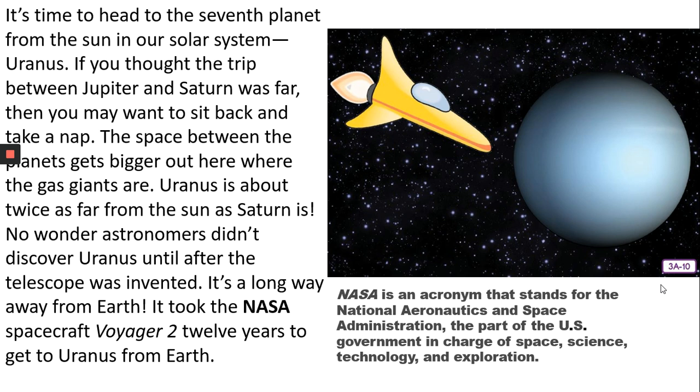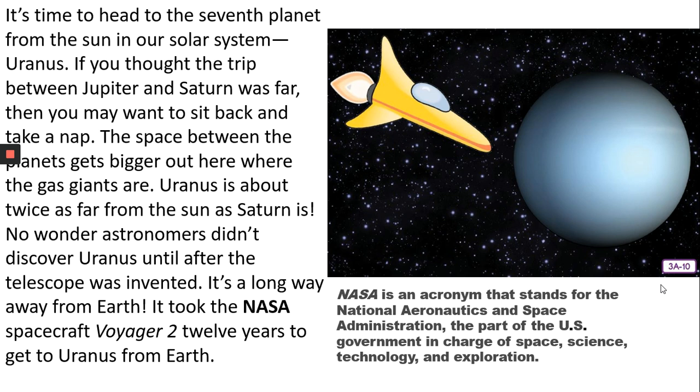Time to head to the seventh planet from the Sun in our solar system, Uranus. If you thought the trip between Jupiter and Saturn was far, then you may want to sit back and take a nap. The space between the planets gets bigger out here, where the gas giants are. Uranus is about twice as far from the Sun as Saturn is. No wonder astronomers didn't discover Uranus until after the telescope was invented. It's a long way away from Earth.